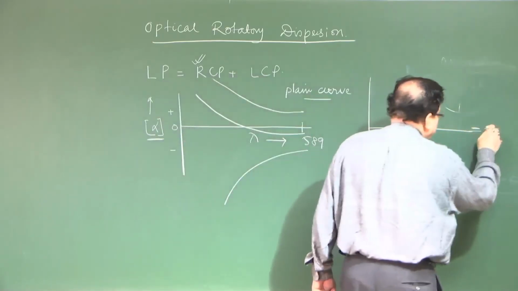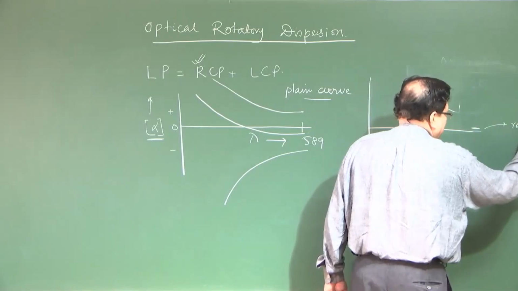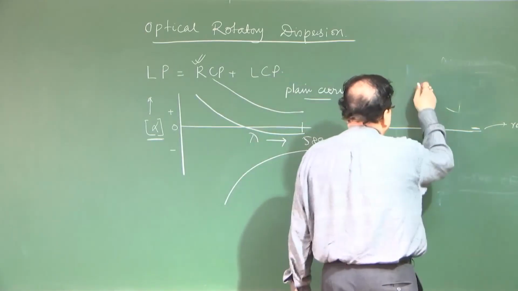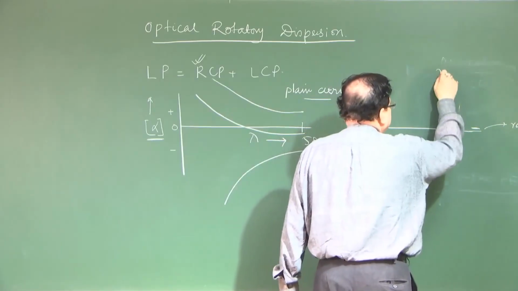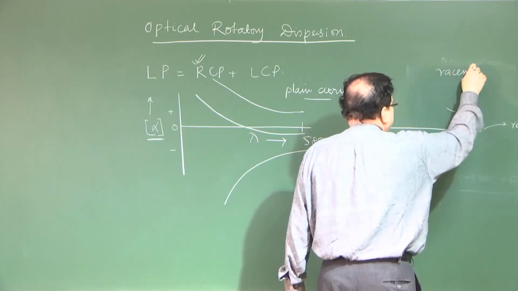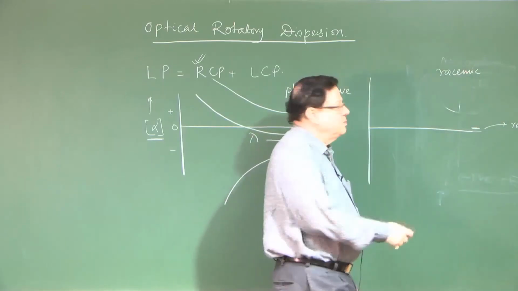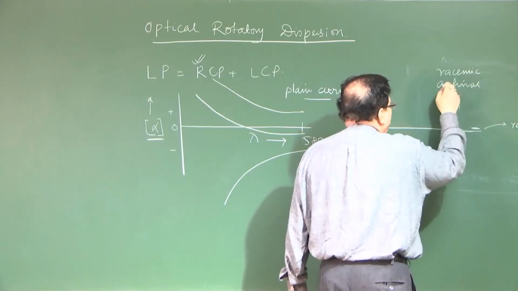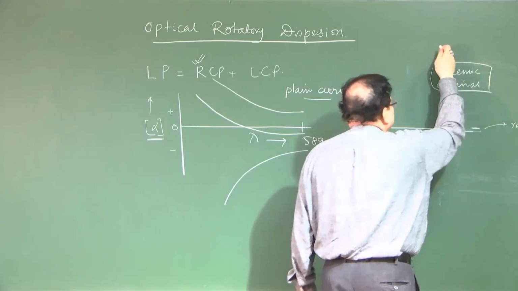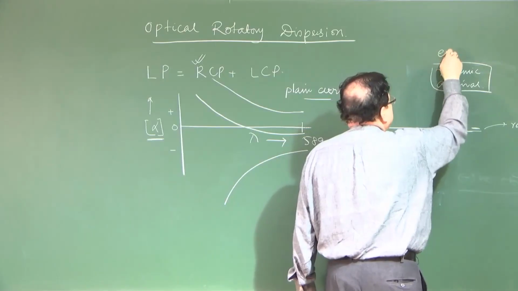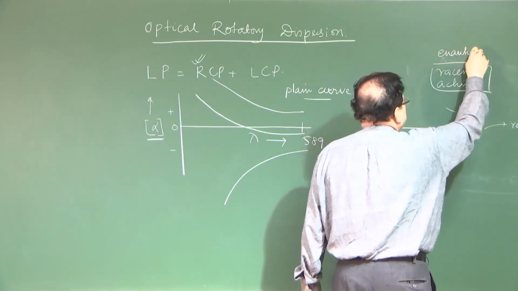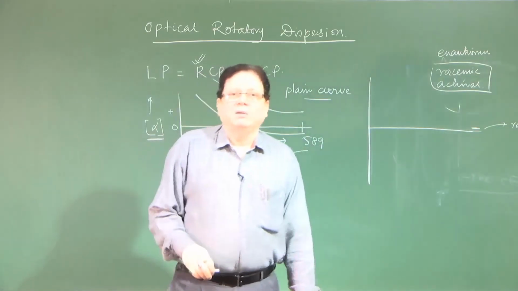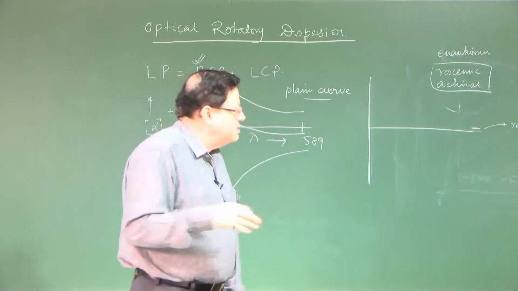So, what are the possibilities? It could be a racemic mixture, oh sorry, it is not visible. So, the possibilities are that it could be a racemic mixture, or it could be an achiral compound, or it could be an enantiomer having very low rotation at 589 nm. Okay. Now, how to distinguish between these three scenarios?